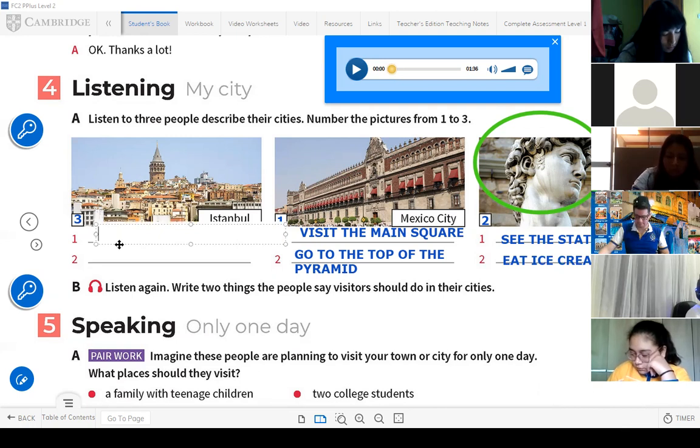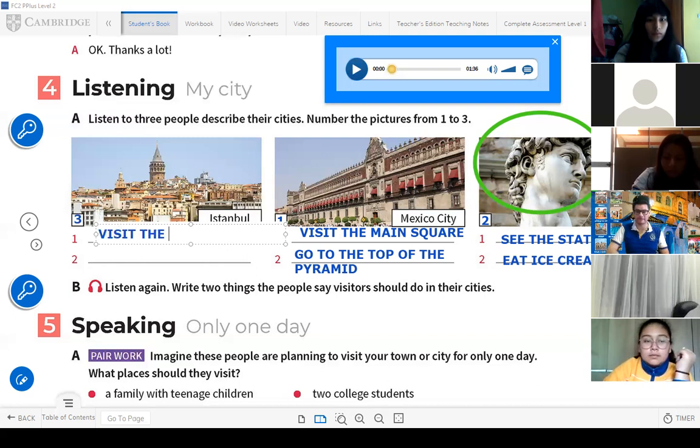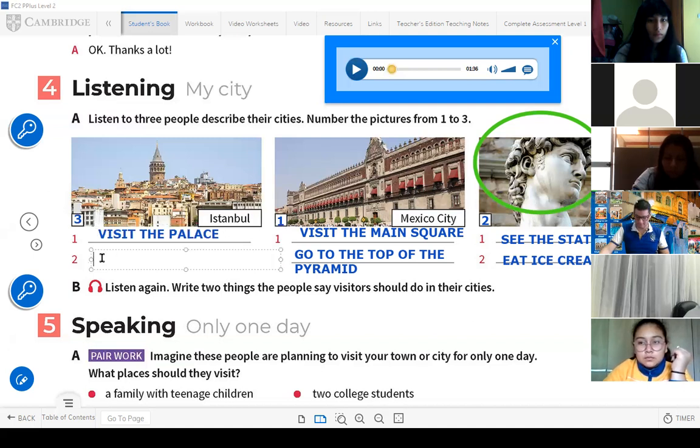What about Istanbul? What can you do? It's something about visit. You didn't listen? Visit the palace, okay? What else? What's the other thing? What else can you do here? On Istanbul, it says boat trip, okay? This is another thing that you have to do.